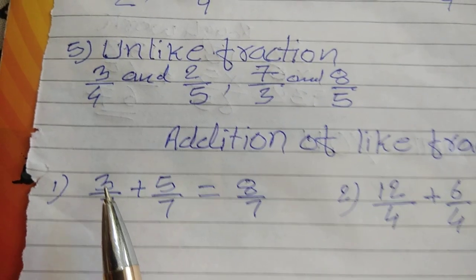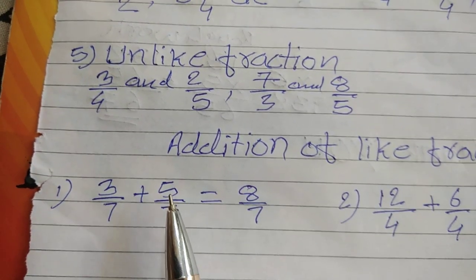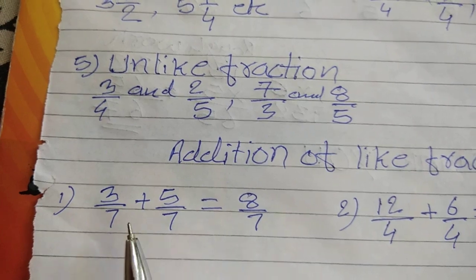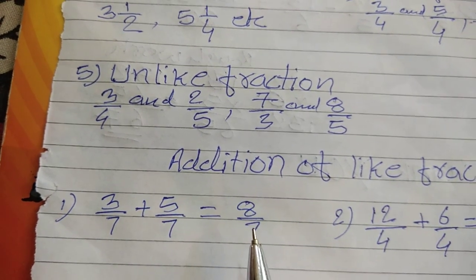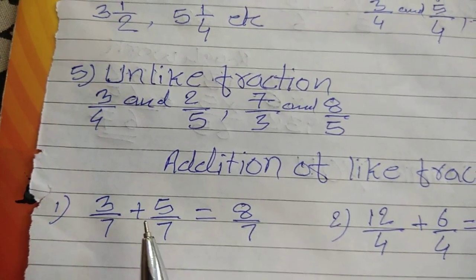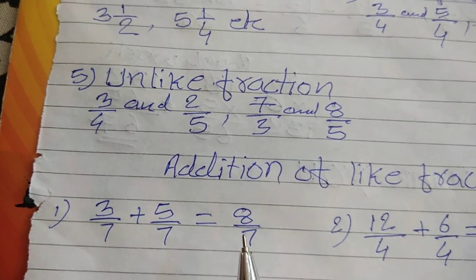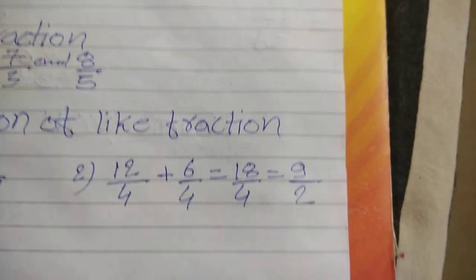So the numerator here is what? 3 plus 5 is equal to 8, and the denominator stays as it is. So the answer of 3 upon 7 plus 5 upon 7 is equal to 8 upon 7. Here we will see a second example.